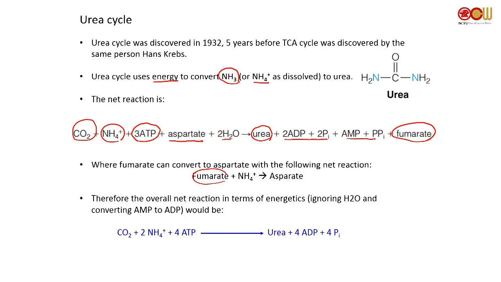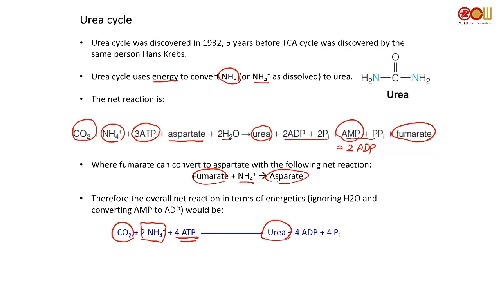You take fumarate plus ammonia, and it directly becomes aspartate, okay? And then remember, AMP is equal to 2 ADP, right? Okay? So the total net reaction, if I simplify it, you're going to get CO2 plus 2 ammonia plus 4 ATP gives you urea.